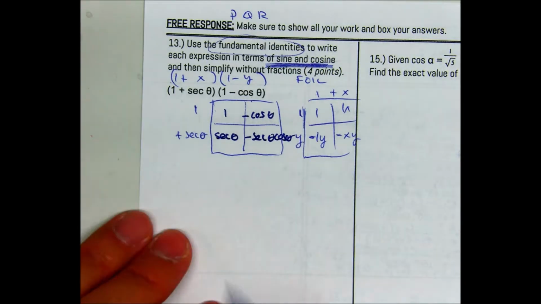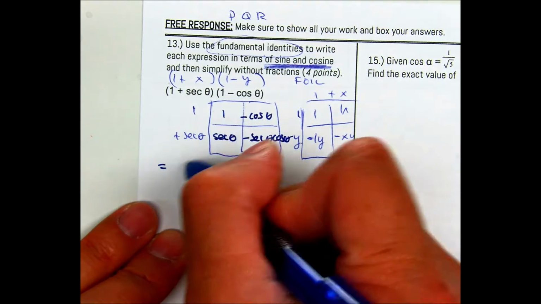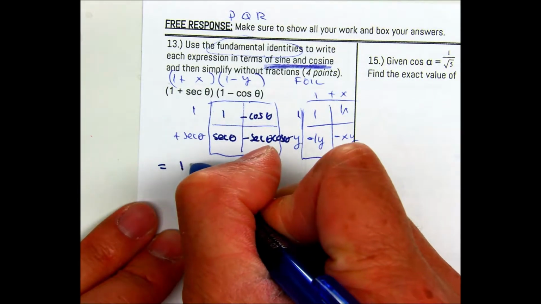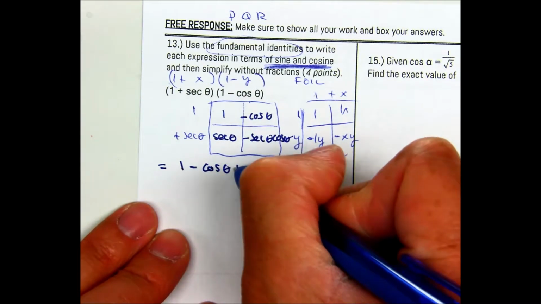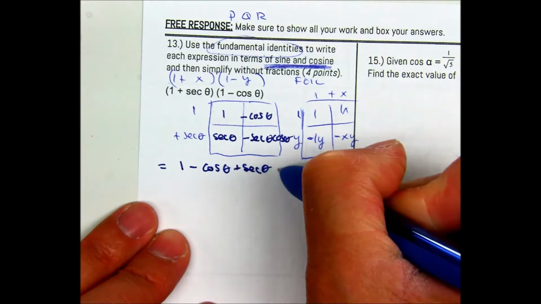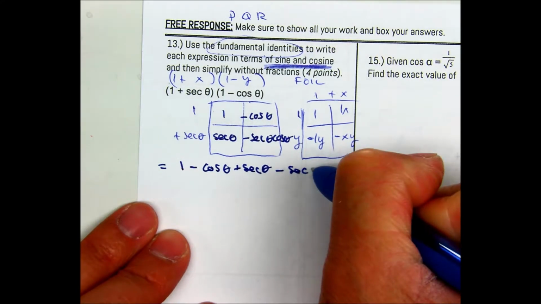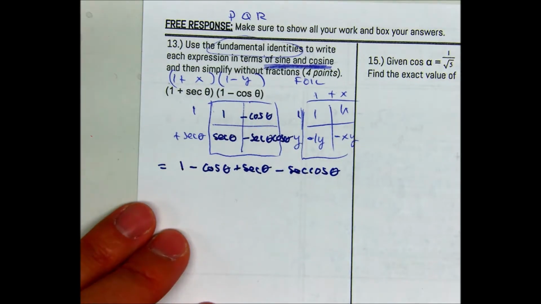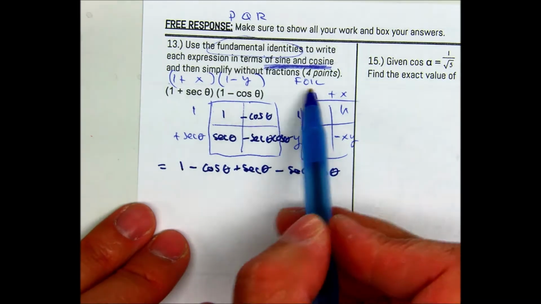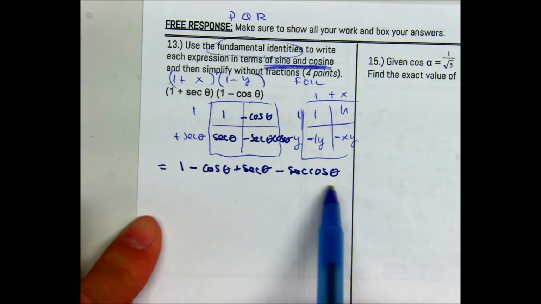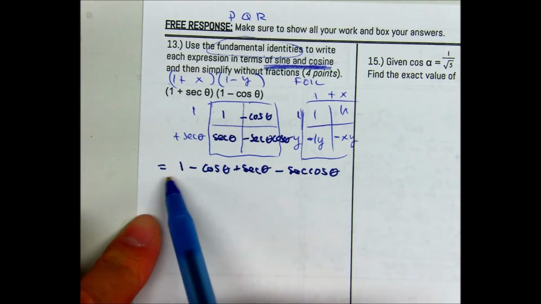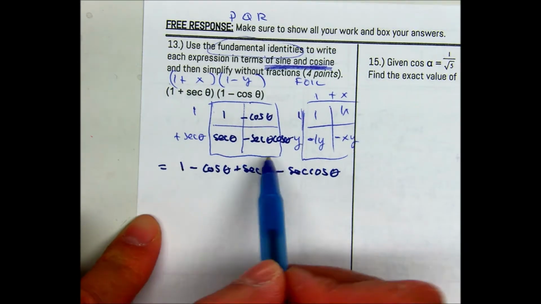So then when I write out all of these terms, I have 1 negative cosine theta plus secant of theta, and then negative secant cosine of theta. Remember, when you're using FOIL or this box method, what we did there is we multiplied first, and now we're trying to combine like terms. You'll notice that none of these are combined like terms. This is just a cosine by itself, this is a secant by itself, and these are together.